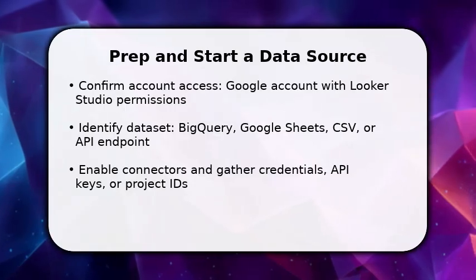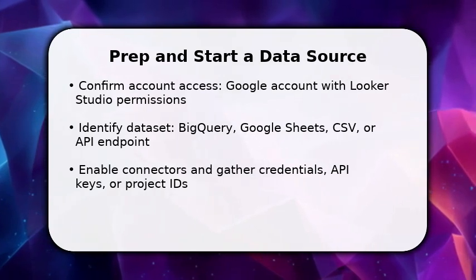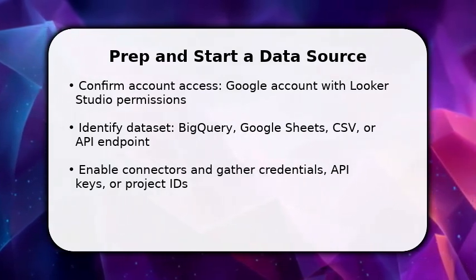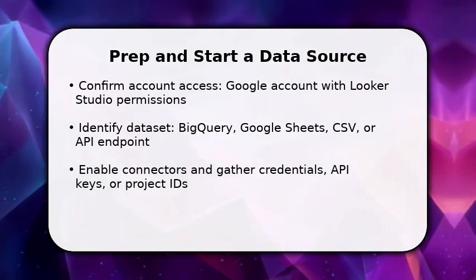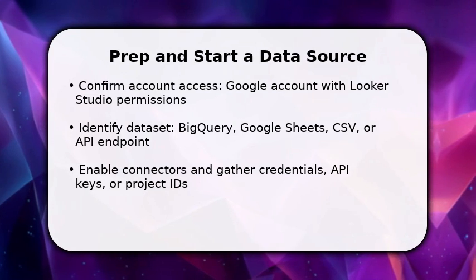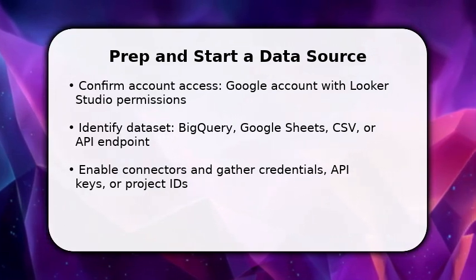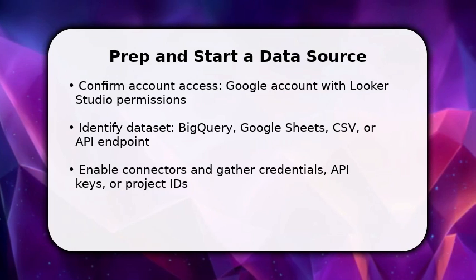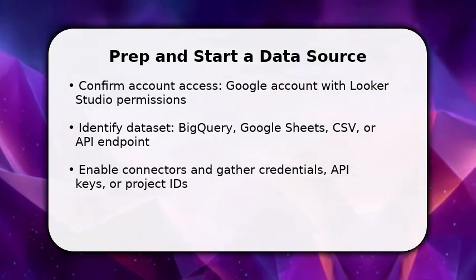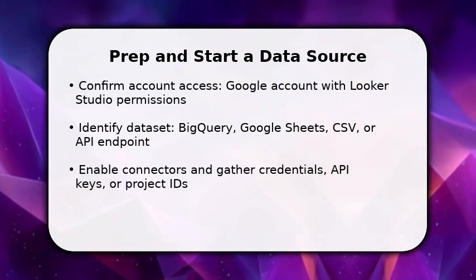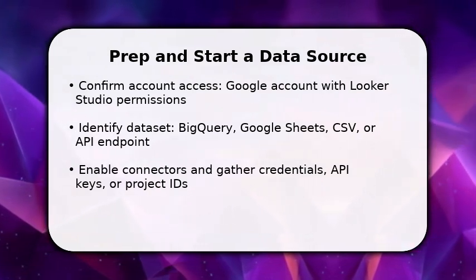You begin by preparing fast. Open Looker Studio and sign in with the Google account that has access. Once done, choose the connector that matches your dataset: BigQuery, Sheets, CSV upload, or a third-party API. Make sure to gather credentials now: project ID, service account JSON, API key, or share settings for Sheets. Do this early to avoid interruptions.